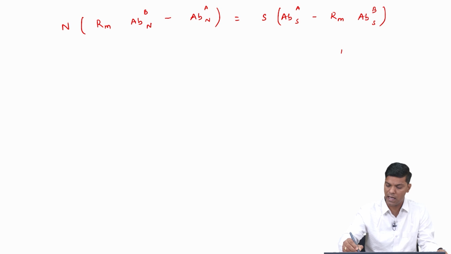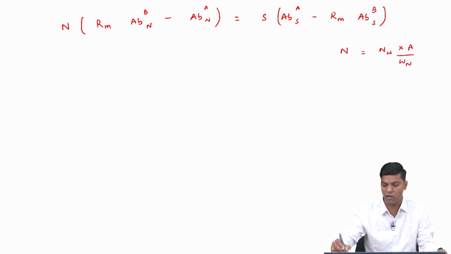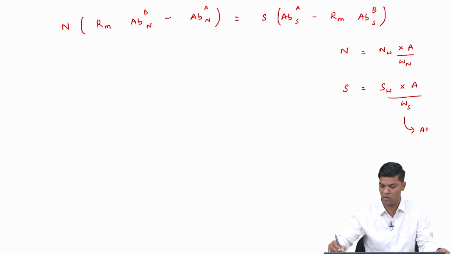Now, let us replace N, which is in number of atoms actually. If you translate that into grams, then we need to bring in the atomic weight, which is Wn for the natural ones, and A is the Avogadro number. Similarly, S is Sw, the amount of spike that you have in grams, multiplied by A over Ws. So, this is atomic weight for spike, and this is atomic weight for natural samples.